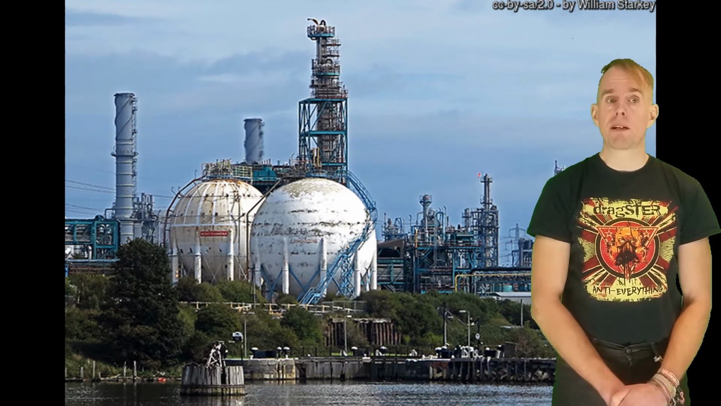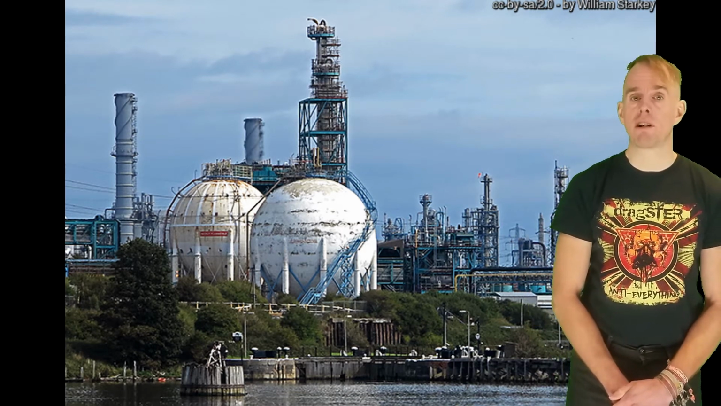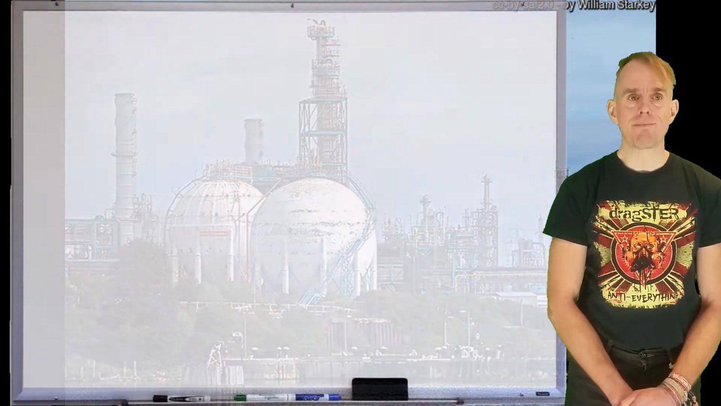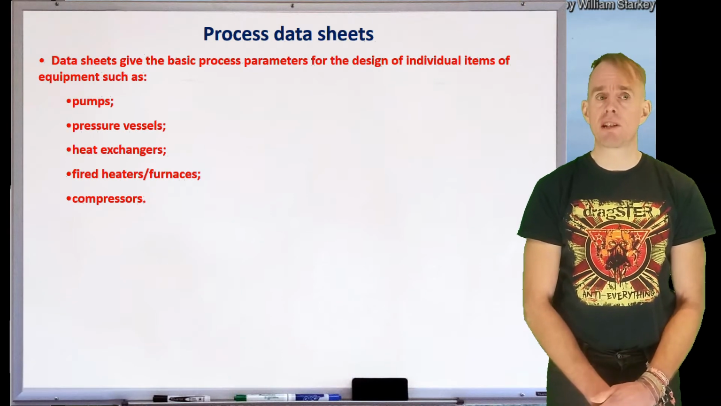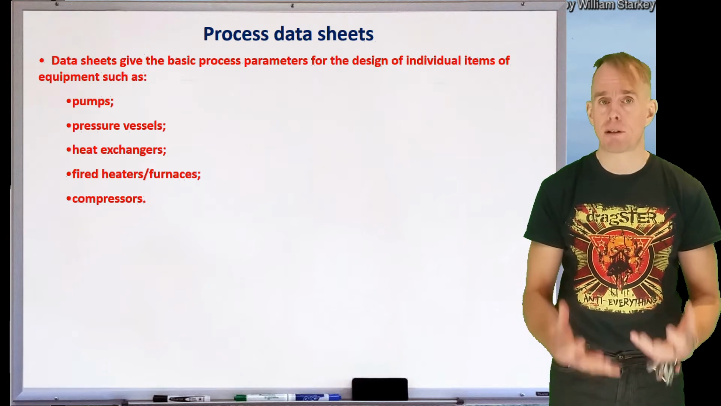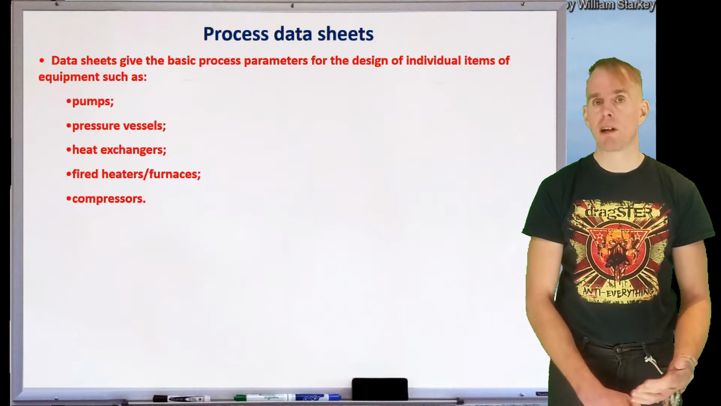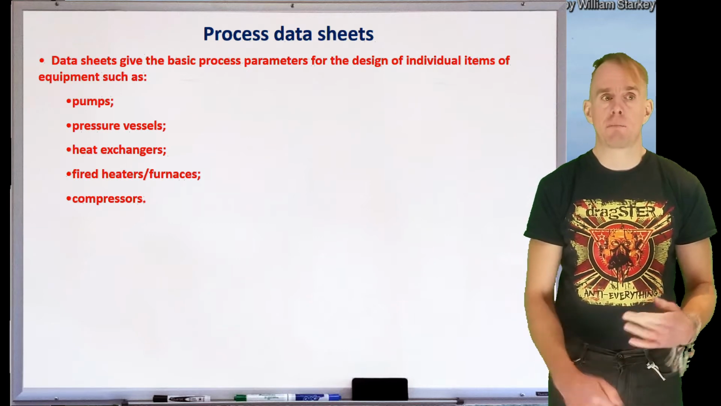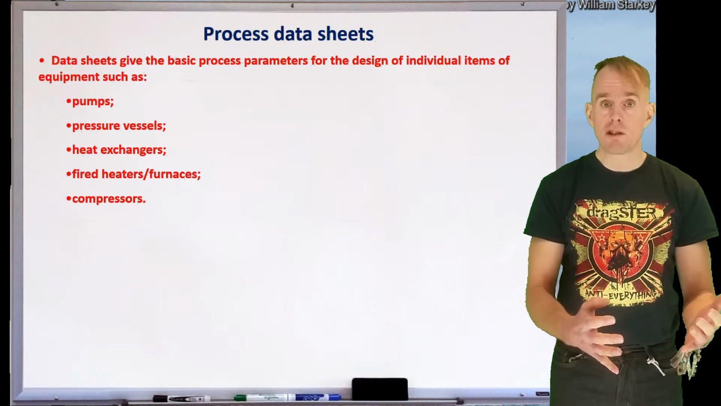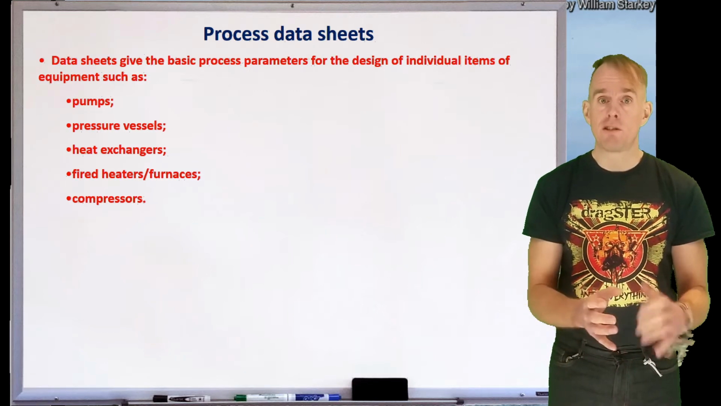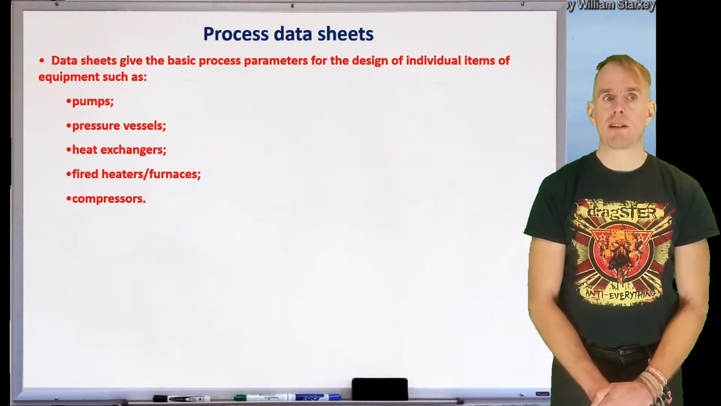We will also examine a relative of the datasheet, the interlock schedule, which is used to assist the control design of batch processes. So let's start by thinking about process datasheets. Process datasheets effectively give the basic process parameters for the design of specific individual items of equipment. And you'll find individual datasheets pertaining to things like pumps, pressure vessels, heat exchangers, fired heaters and furnaces, since they're significantly different from shell and tube heat exchangers, compressors, and so on and so forth.